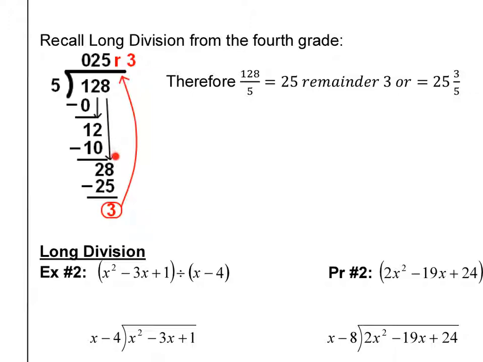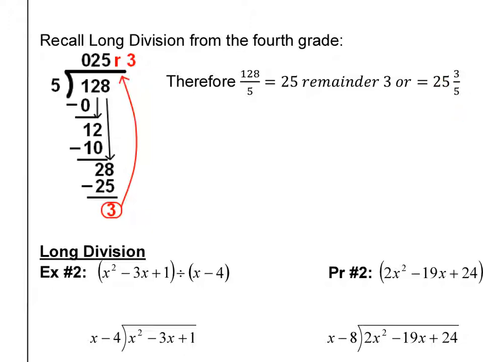Then I bring down the 8, and I got 28. So I ask myself, okay, does 5 go into 28? And it does. It goes in there 5 times. So I do 5 times 5 is 25. Then I subtract, and I have a 3, and we would say my answer is 25, remainder 3. Well, what that means, remainder 3 actually means 25 and 3 over whatever you were dividing by. So 25 and 3/5. So 128 divided by 5 is actually 25 and 3/5.